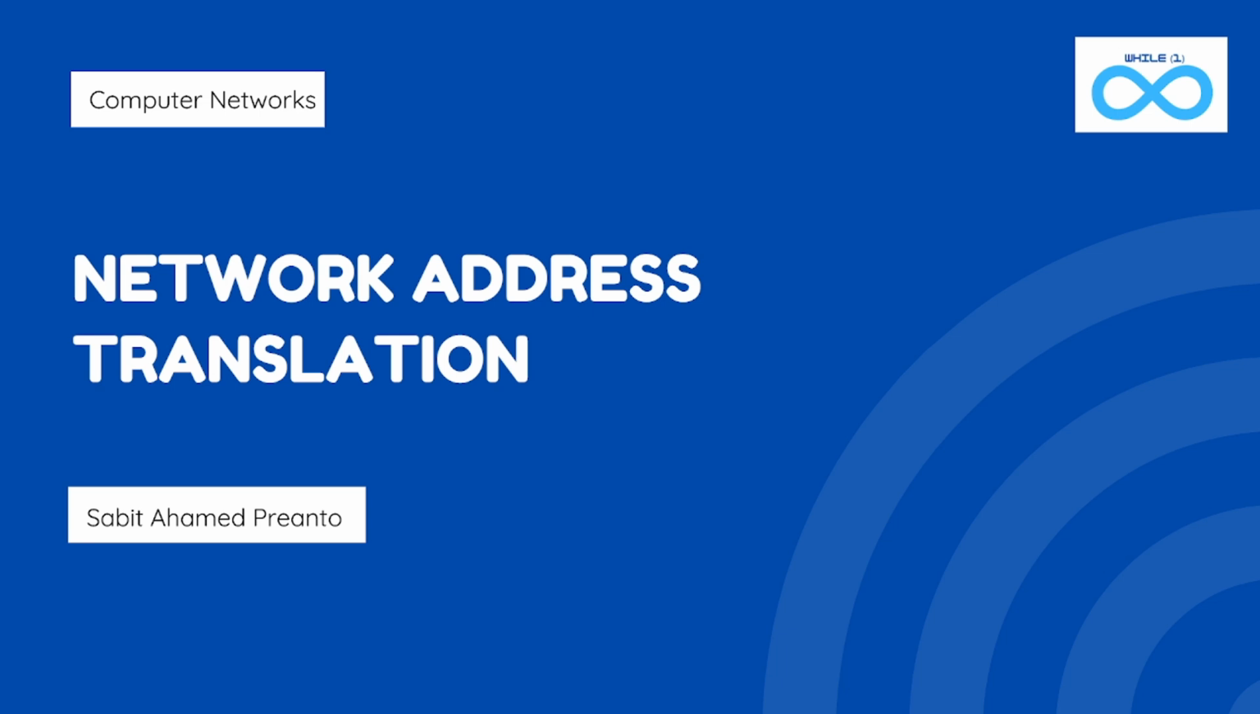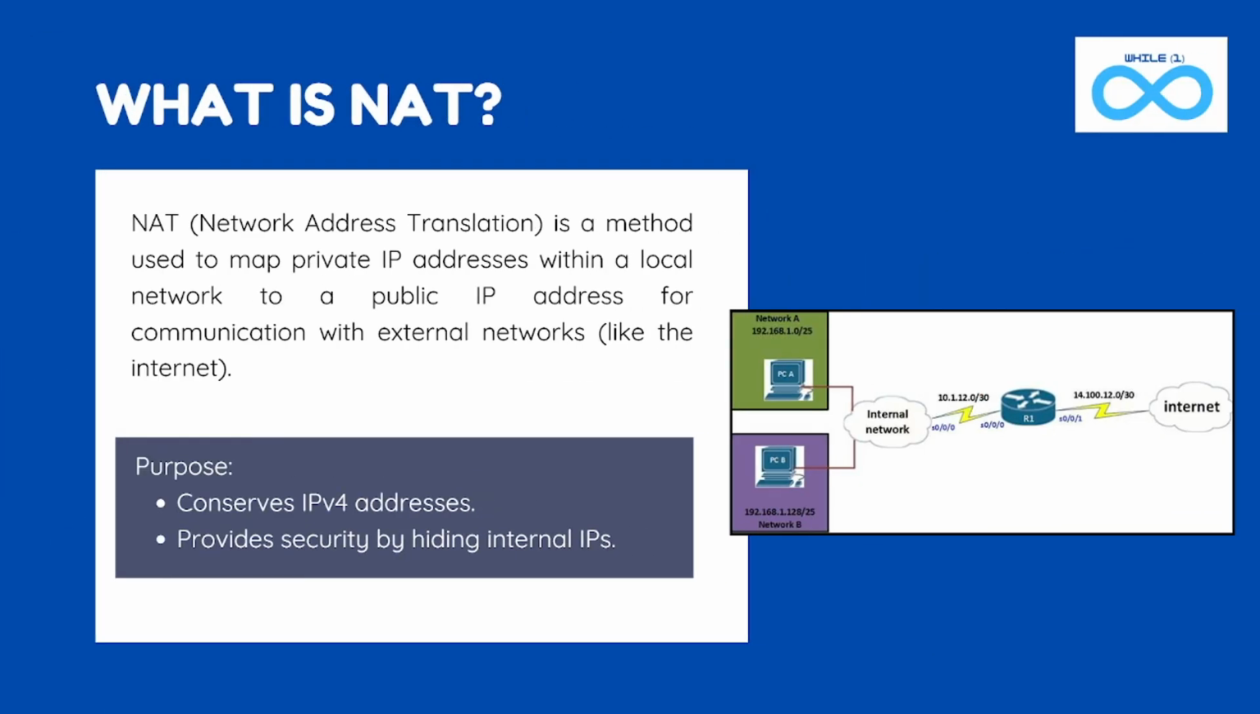Today we'll break down the concept of Network Address Translation and explain how it works. So let's get started. At first, let's learn what is NAT. It is a technique that maps private IP addresses within a local network to a public IP address. This process allows devices within private networks to communicate with external networks like the internet. It serves two main purposes: conserving IPv4 addresses, which are limited in number, and enhancing security by hiding internal IPs from external networks.